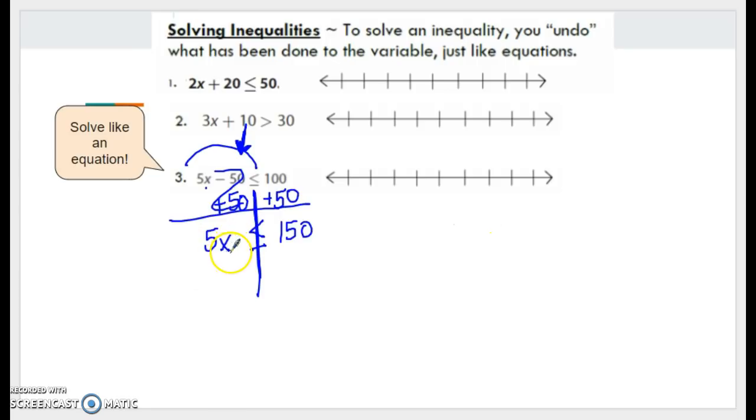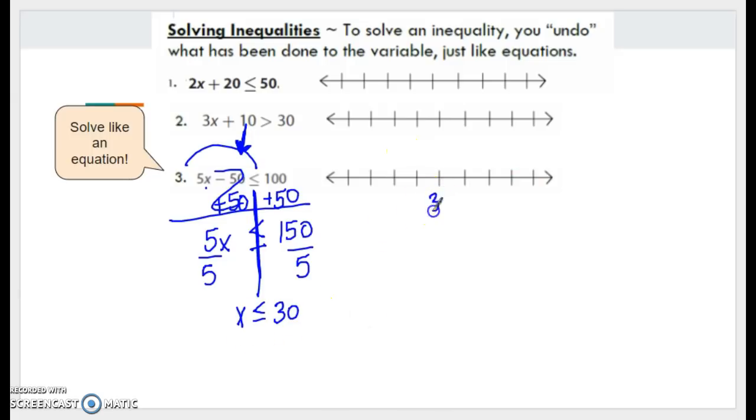5 times something gives us 150. So the opposite of multiplying here is a division. So we're going to use inverse operations again. Divide, divide, and x is going to be less than or equal to 30. So that's our anchor point.